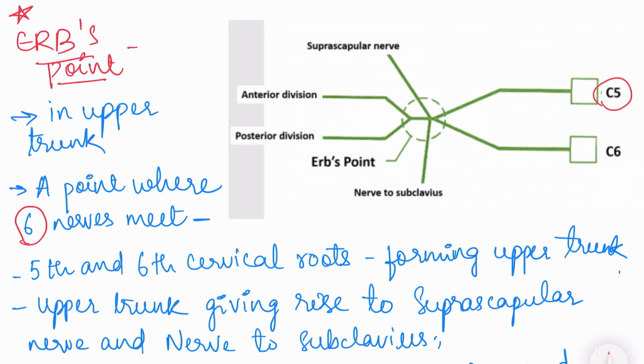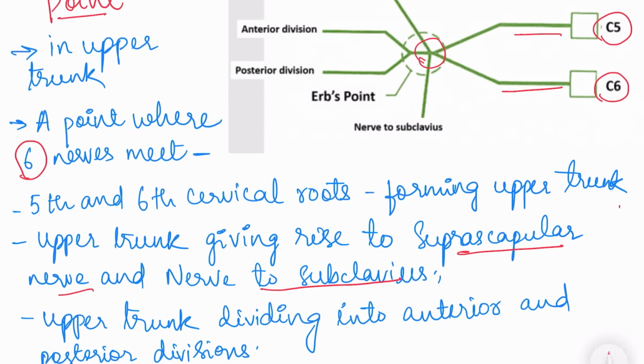So we have C5 and C6 cervical roots which join to form the upper trunk, and we have suprascapular nerve and nerve to subclavius from the upper trunk, and lastly we have the upper trunk dividing into anterior and posterior divisions. So this is the Erb's point. We have an important clinical correlation for Erb's point, that is Erb's palsy, which we'll see in the later segment of this video.